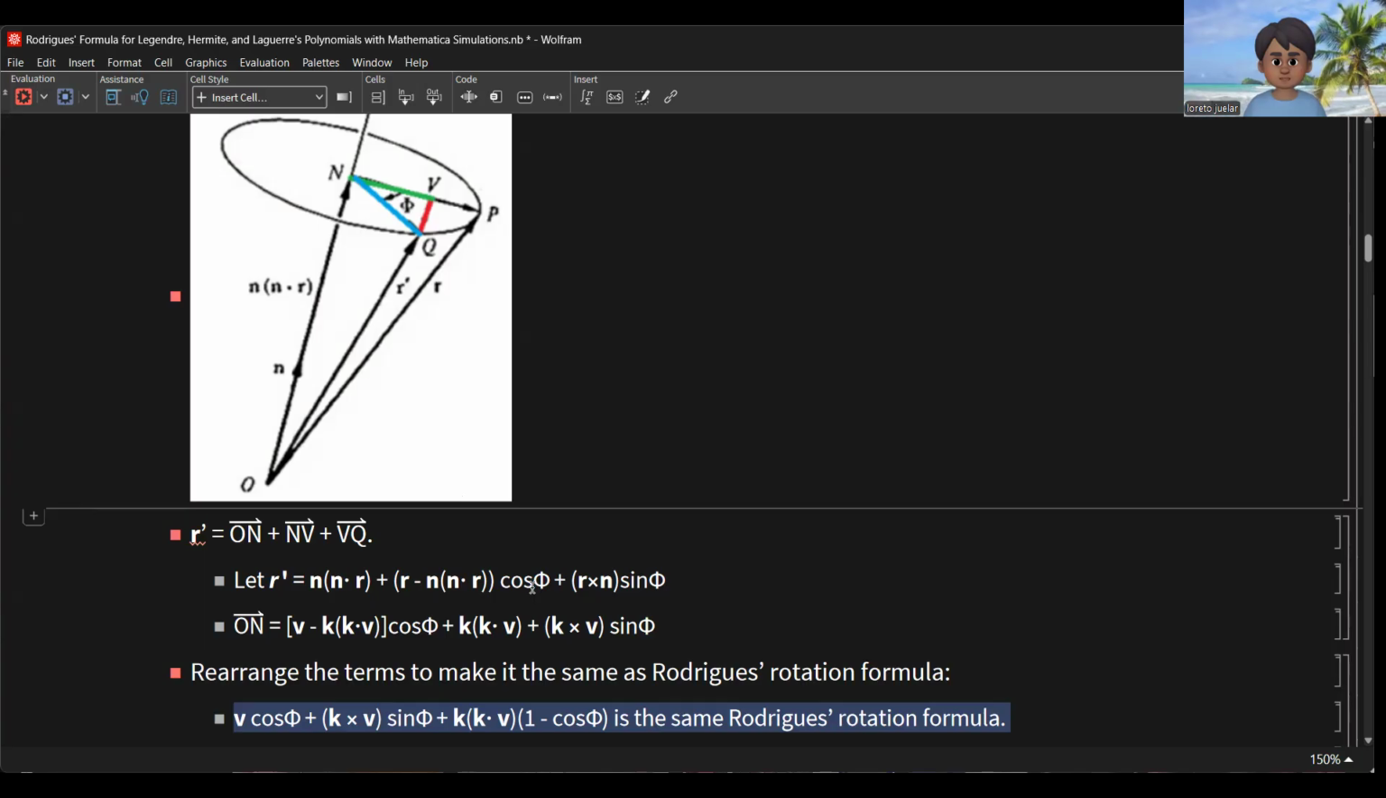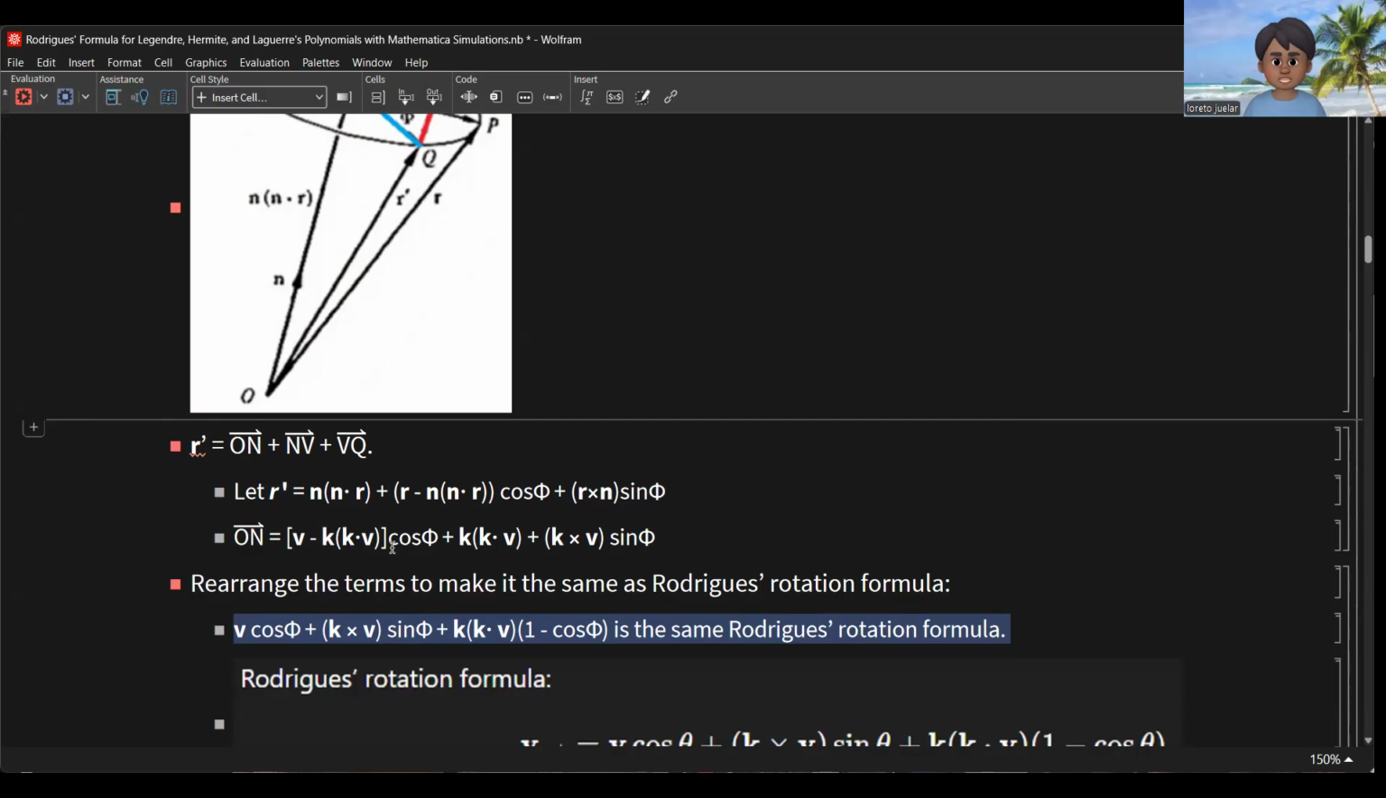Then we have the cosine. We only consider this part, np. The cosine part is just equal to np. Then we have vq here, which is the cross product of r and n, multiplied by the sine of the angle, because we take only the portion of this which is perpendicular to np. So that is equal to r cross product with n and sine of the angle.